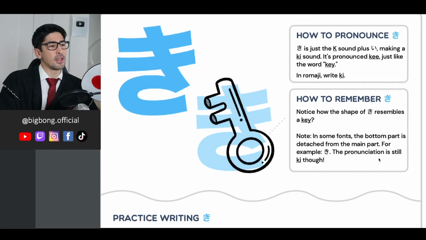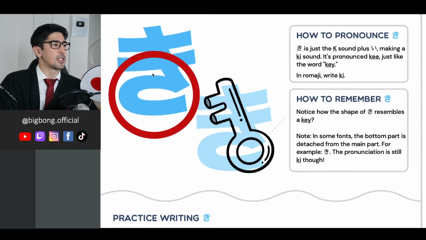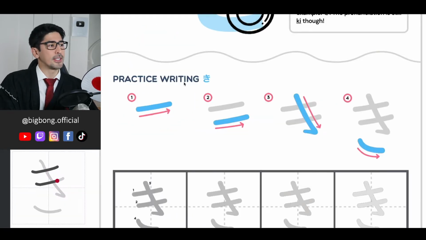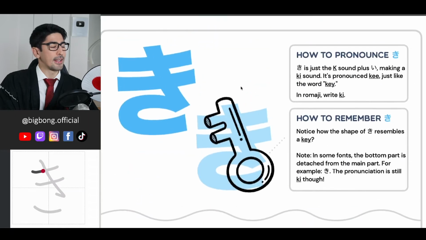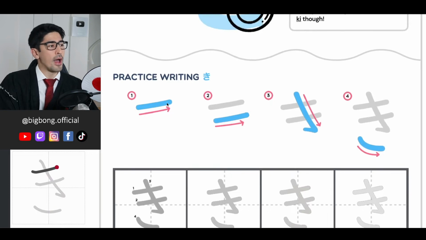Notice how the shape of ki resembles a key. In some fonts, the bottom part is detached from the main part. For example, ki. The pronunciation is still ki though. So you see here, it's all attached. Just like they show here, to practice writing ki, don't connect these 2 strokes because it's supposed to be 2 different strokes. So 4 strokes, 1, 2, 3, and 4.